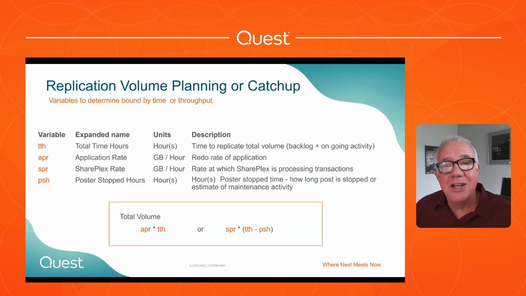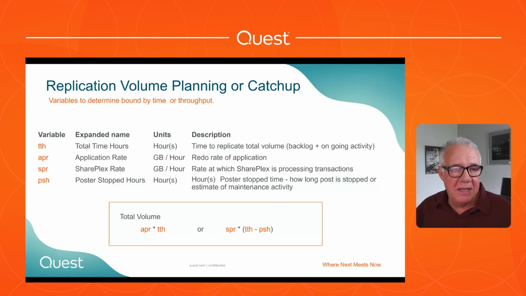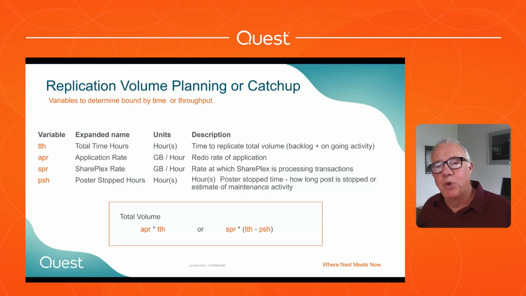What is my application rate? How quickly is data coming into my source database? What is the SharePlex rate, how quickly can it apply it to the target? And the poster stopped hours: how long did my maintenance actually take, where I've stopped the poster? Because you're going to stop post, do your maintenance, and start post, but it's still an outage because you have to catch up before you switch the users over.